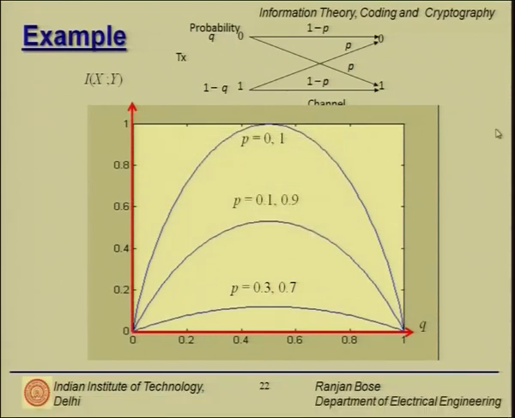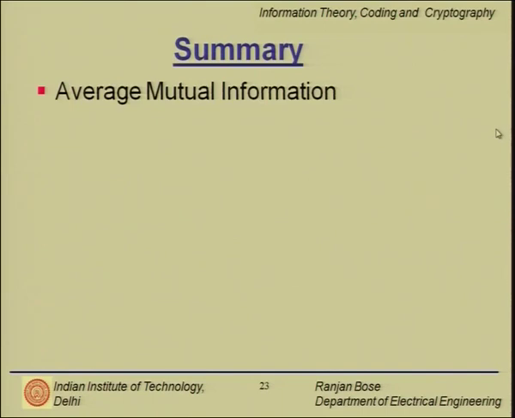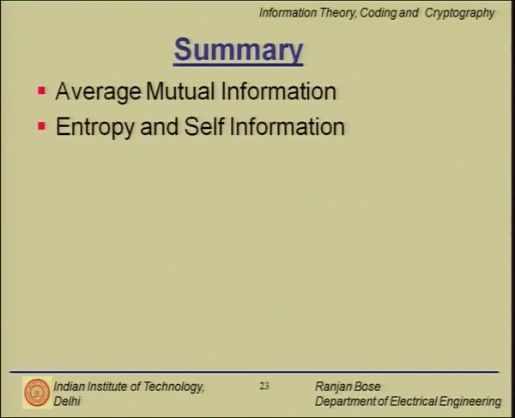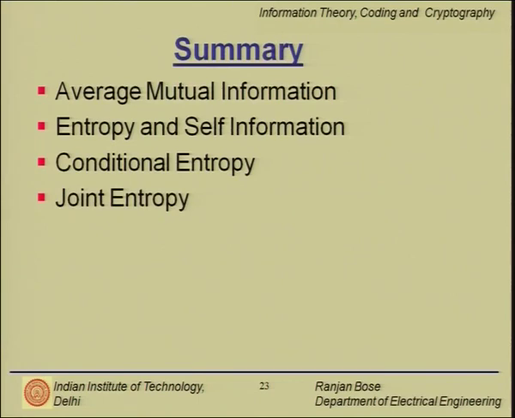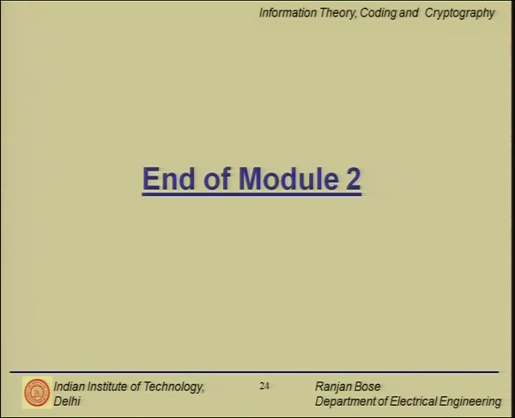Fine. This brings us to the end of this lecture. Let us summarize what we have learned today. We started off by revisiting average mutual information. Then we looked at entropy and self information, followed by the definition of conditional entropy, joint entropy, and we looked at the chain rule, and finally we looked at an example of a binary symmetric channel and how the input probabilities affect I x semicolon y. So, with that we come to the end of module 2.